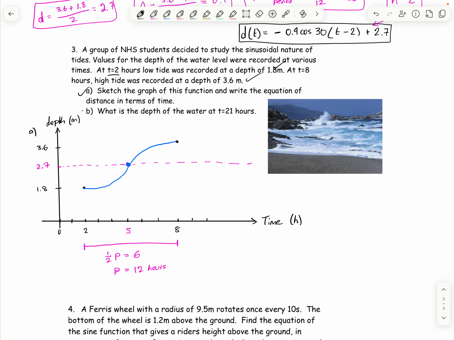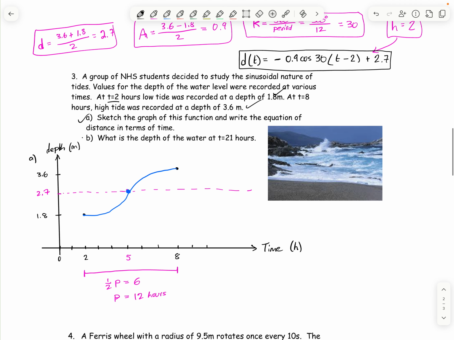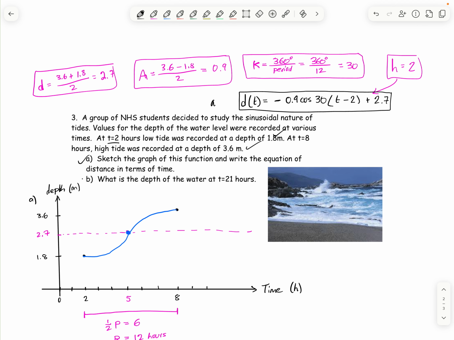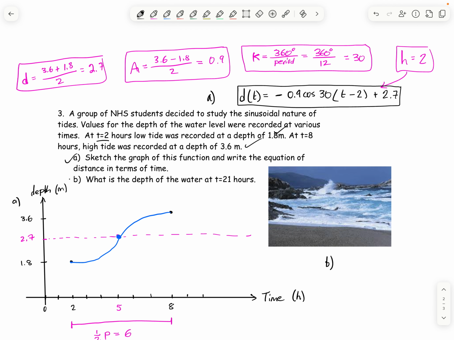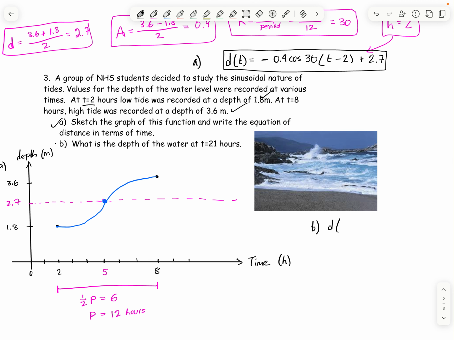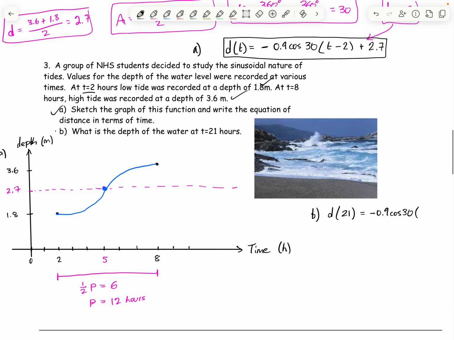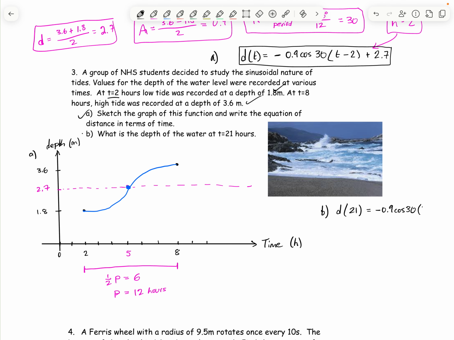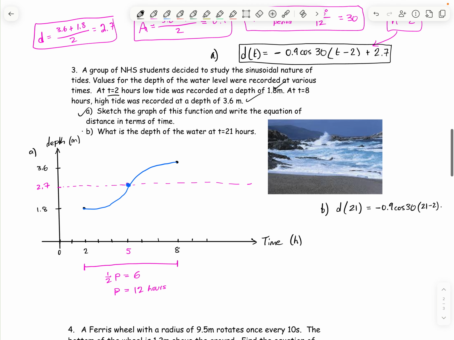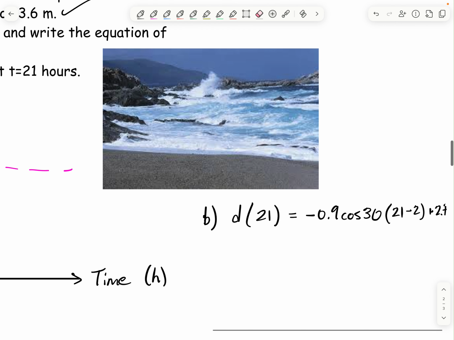For part B, what is the depth of the water at T equals 21 hours? Well, now you have the time. So for part B, this was for part A, by the way. For part B, you're finding the depth at T equals 21 hours. So D(21) is equal to negative 0.9 cosine of 30 times (21 minus 2), plus 2.7.